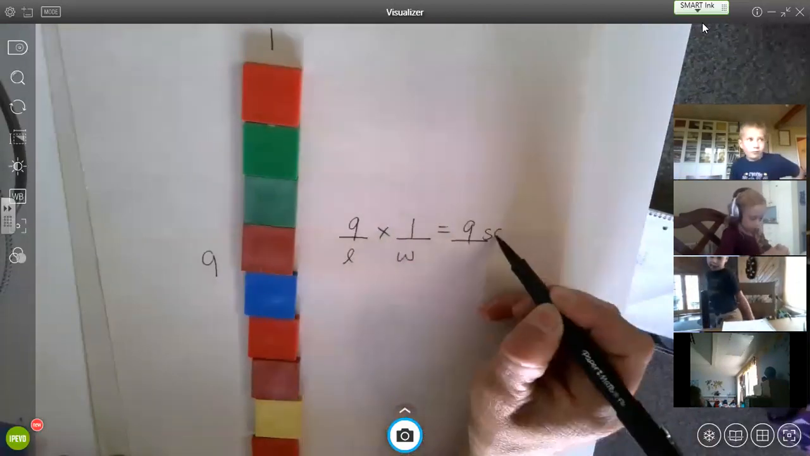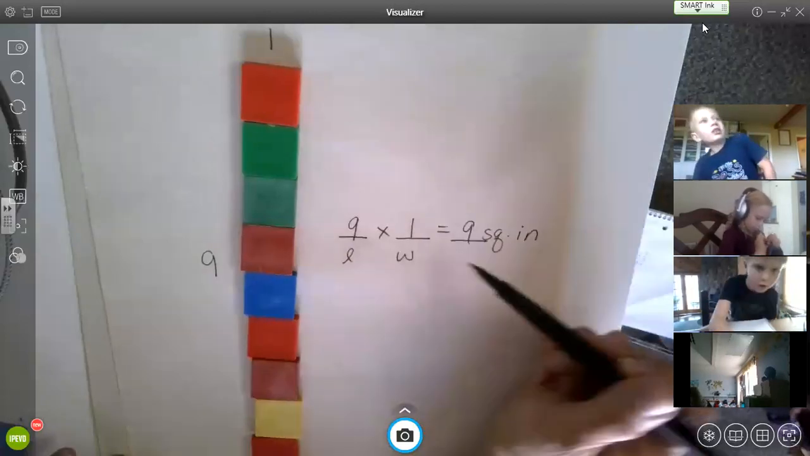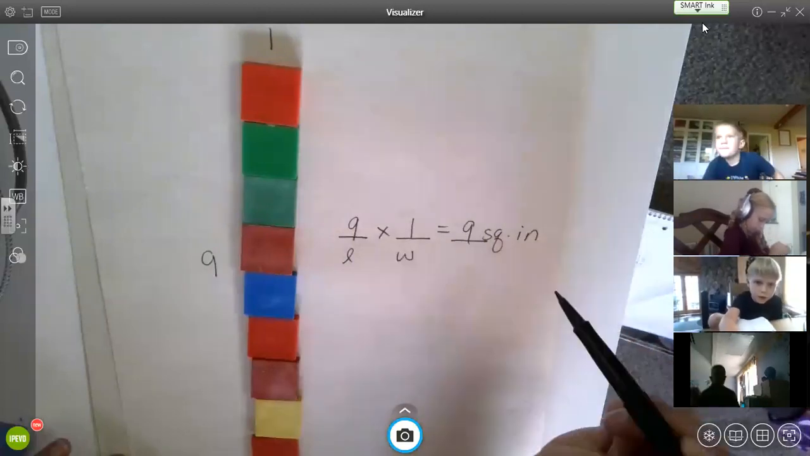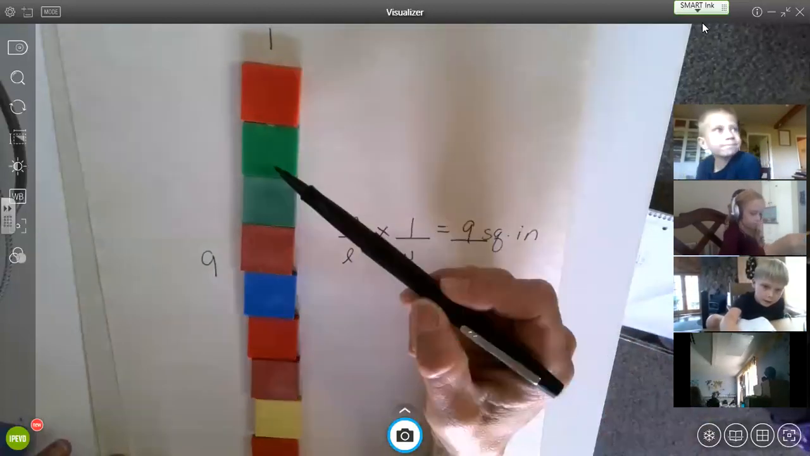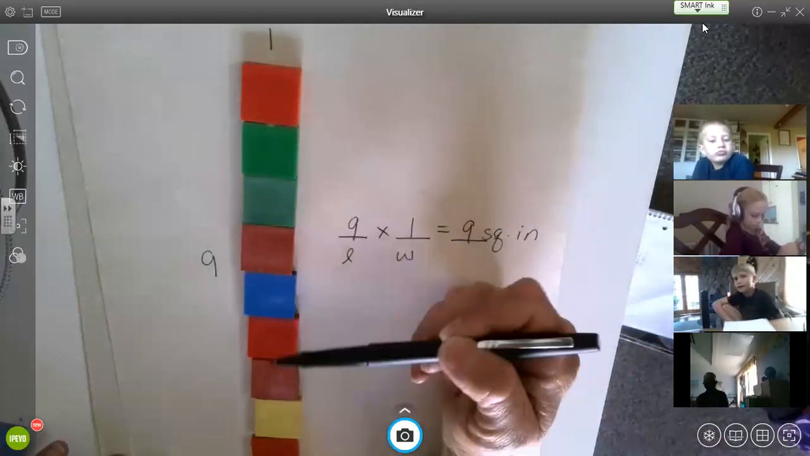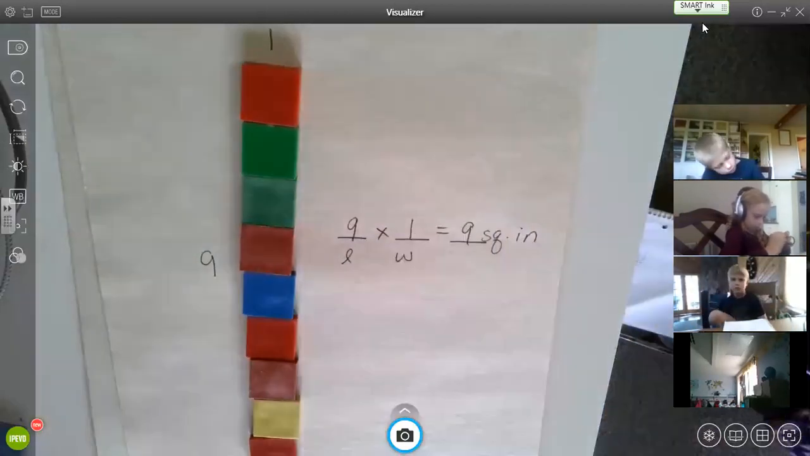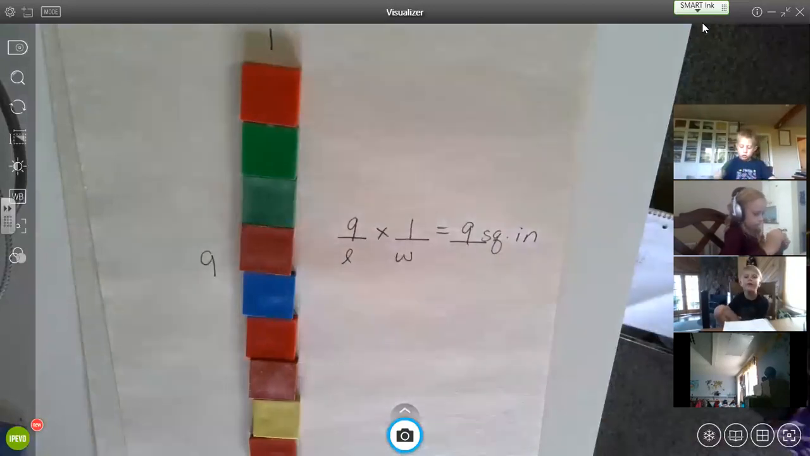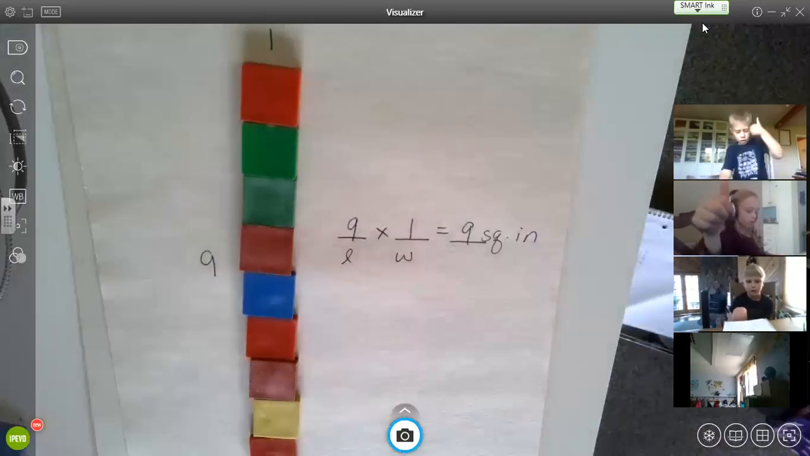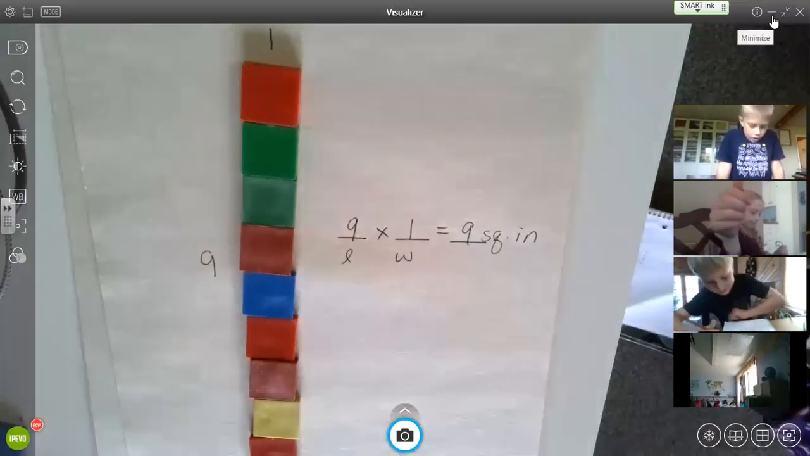And don't forget your square inches. So I hope that you guys are all able to write those equations and then do the counting to check your work. 1, 2, 3, 4, 5, 6, 7, 8, 9. Give a thumbs up if you agree with Ben. Keep your thumbs up if you used multiplication. Keep your thumbs up if you used both. You counted and used multiplication to double check your work. Very good.